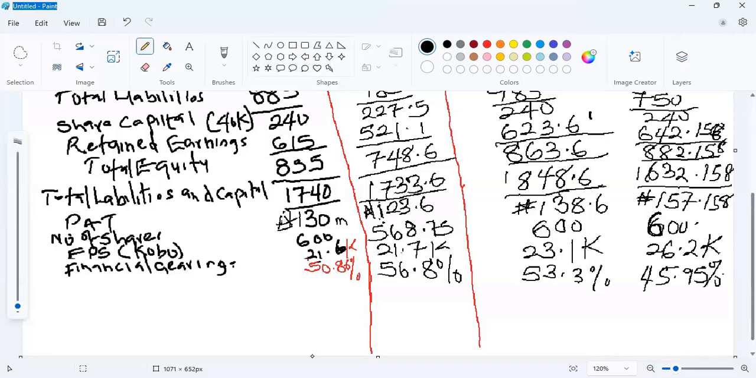You can now respond to this. What is the impact of proposal 1 on the earnings? Earnings per share will increase slightly. Risk will increase very high. Proposal 2, earnings per share will also increase. Risk will increase, but it's still reasonable. Proposal 3, earnings per share will increase. Financial gearing will reduce.